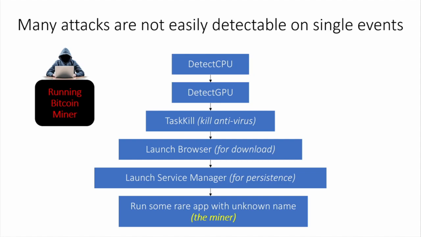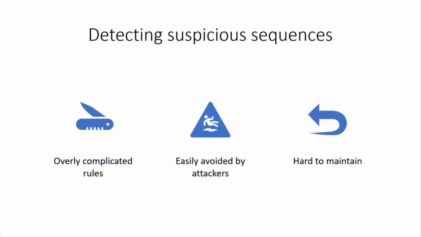In this example, it's quite hard to detect any malicious behavior on each single event, because each of these events, apart from the last one, is quite benign. But actually the sequence of events is a strong indicator of compromise. Okay, so how can we detect this kind of sequence of events?